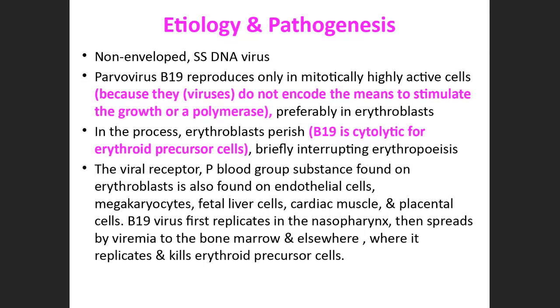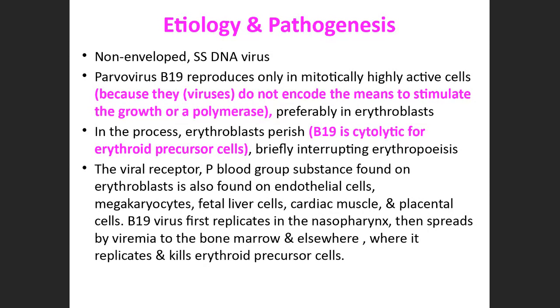This virus is a non-enveloped single-stranded DNA virus, and it reproduces in mitotically highly active cells like erythroblasts. So this kind of virus prefers these kinds of cells. In this process, the erythroblasts perish because this virus is cytolytic for them. It kills those cells. And when it is cytolytic, it definitely interrupts erythropoiesis, the process of it.